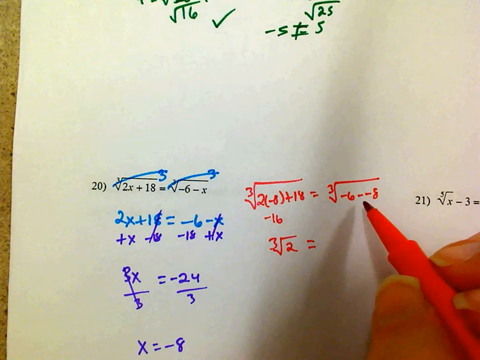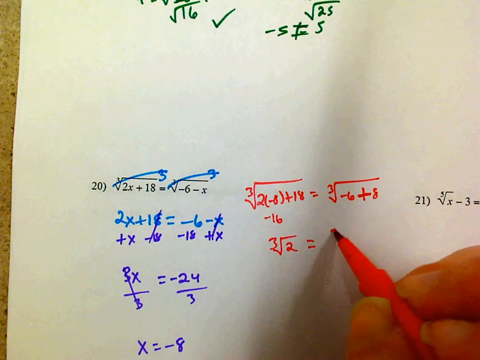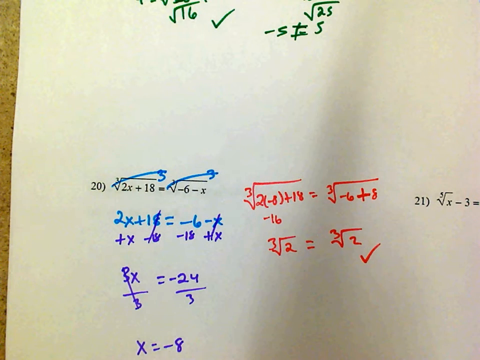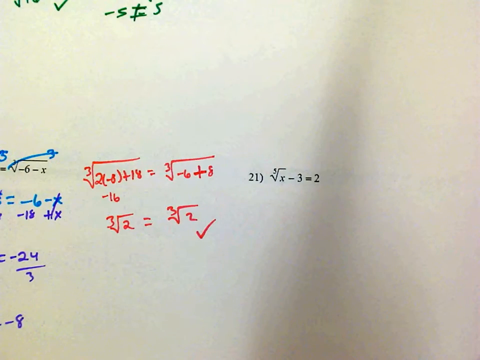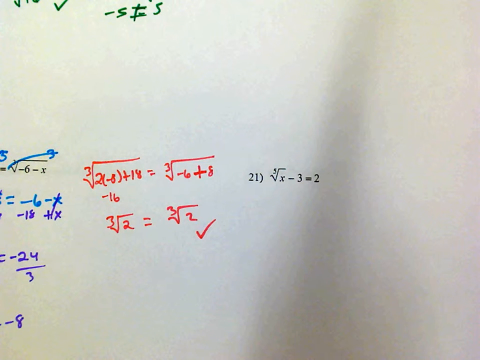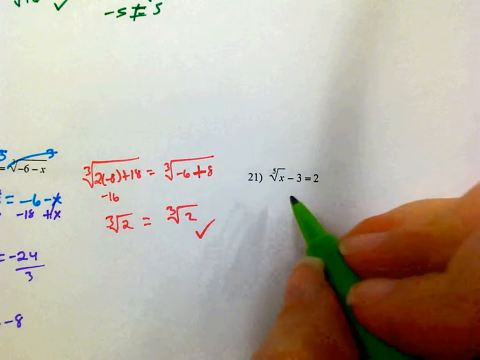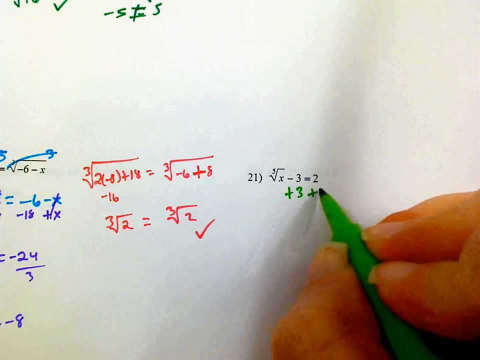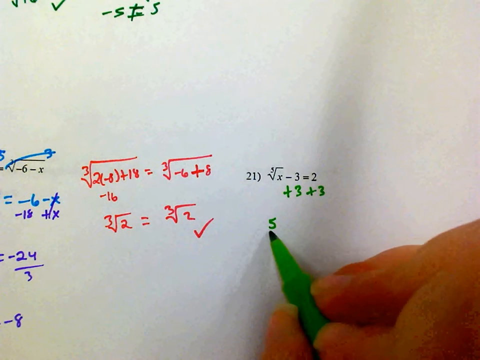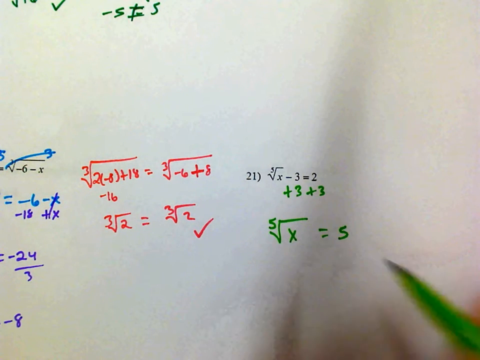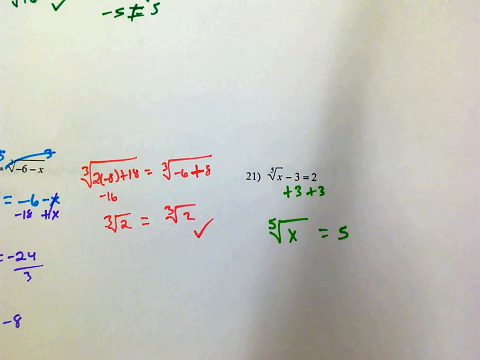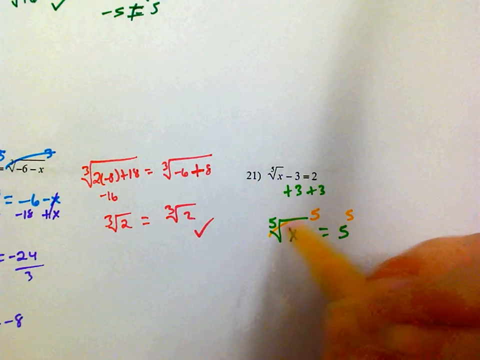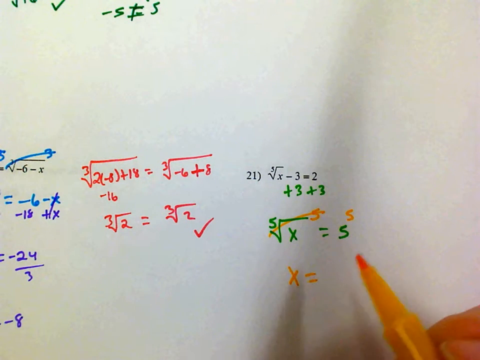Okay. Now on 21, you start out with the 5th root of x, and then you've got minus 3 equals 2. So what I want to do is add 3 to both sides to get the 5th root of x by itself. And then I want to take the 5th power. To get rid of the 5th root, you raise it to the 5th power. They cancel each other out. X equals 5 to the 5th. I use my power chart, and it's 3,125. Okay? And there you go.